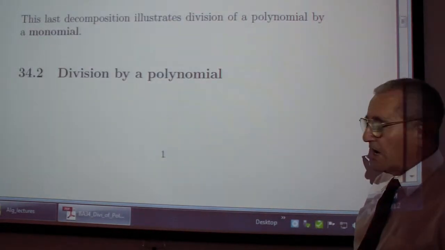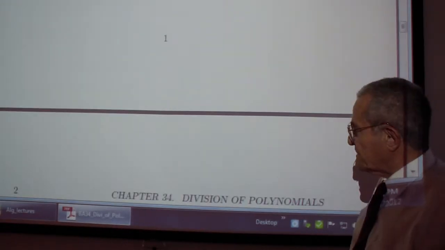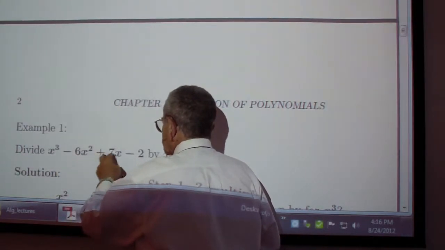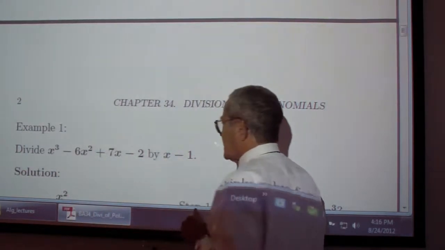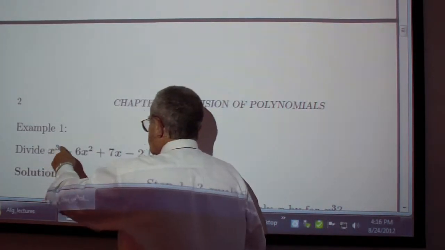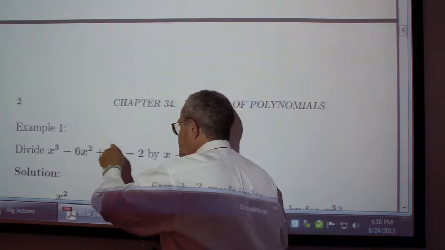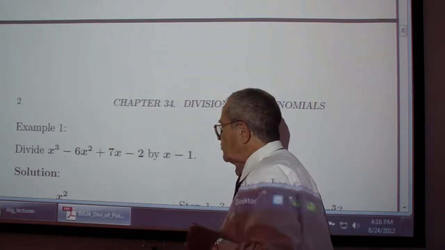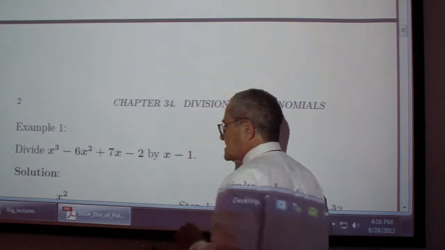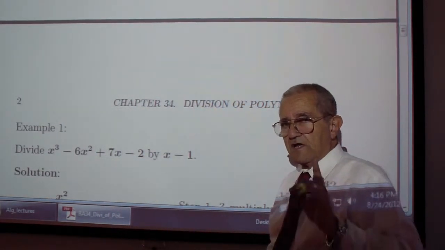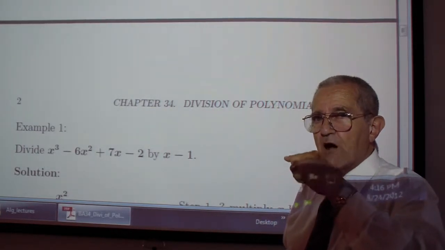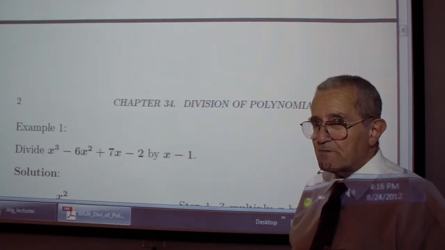Now, division by a polynomial, a binomial specifically. I want to divide x cubed minus 6x squared plus 7x minus 2 by x minus 1. Note that the exponents are in descending order, 3, 2, 1, 0. And note that all the powers are present. There's an x cubed, an x squared, an x, and a constant. Let me repeat that. Descending order and all the powers are present. That's very important.